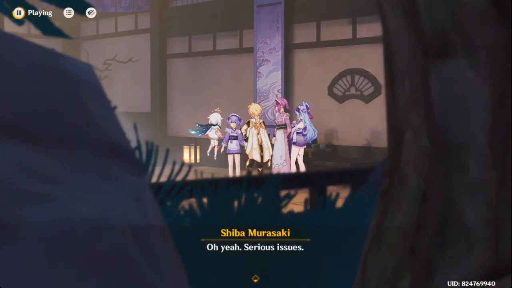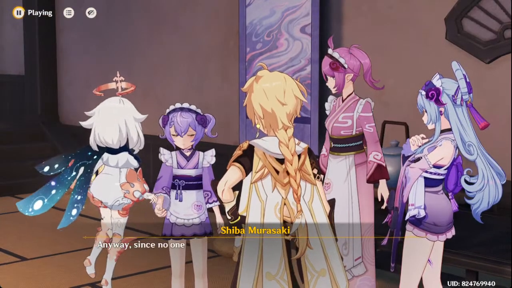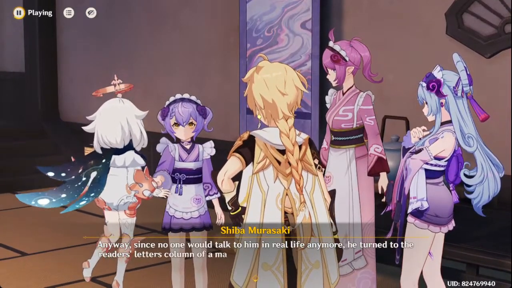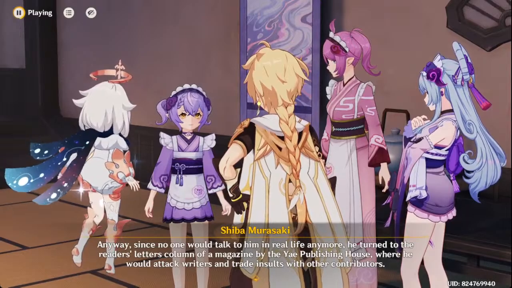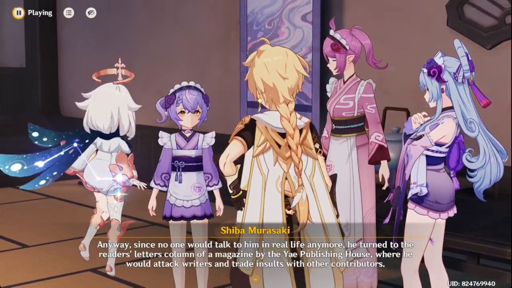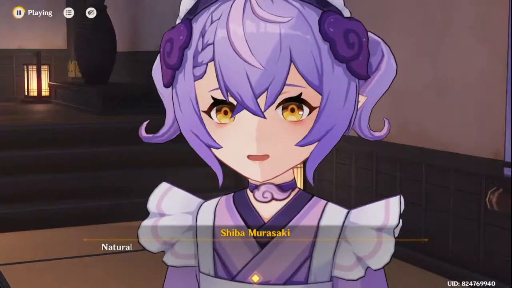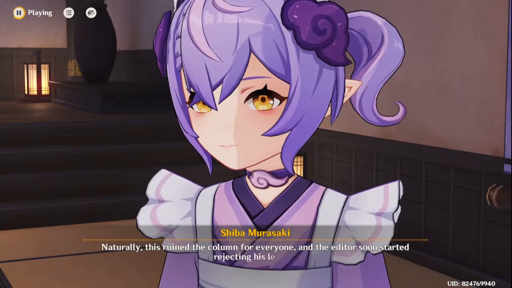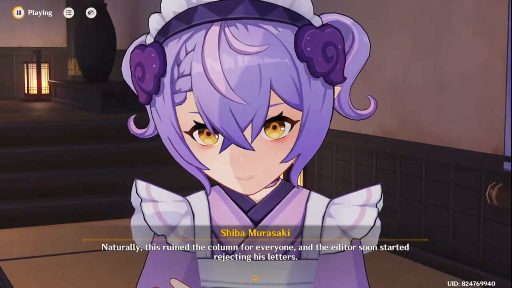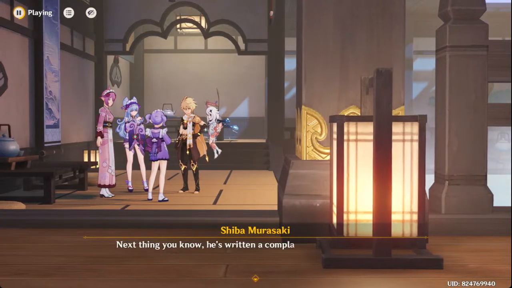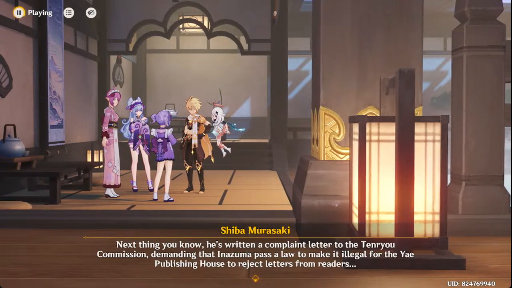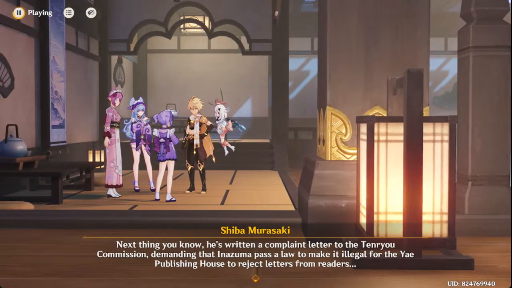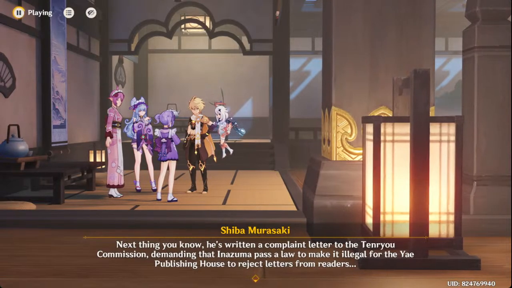Oh yeah, serious issues. Anyway, since no one would talk to him in real life anymore, he turned to the reader's letters column of a magazine by the Yae Publishing House, where he would attack writers and trade insults with other contributors. Naturally, this ruined the column for everyone, and the editors soon started rejecting his letters. Next thing you know, he's written a complaint letter to the Tenryou Commission, demanding that Inazuma pass a law to make it illegal for the Yae Publishing House to reject letters from readers.